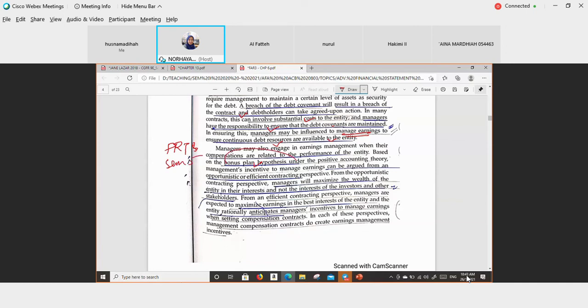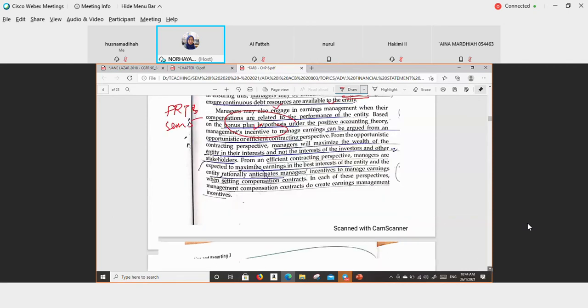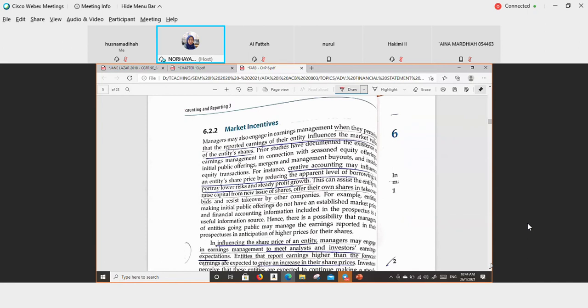Okay, this is based on bonus plan hypothesis whereby this is under positive accounting theory whereby the managers will maximize the wealth of entity based on their interest. So maksudnya dia akan manage earning tu untuk nampak lebih tinggi sebab apa? Sebab dapatkan compensation yang tinggi. Dia sebut compensation ni termasuklah bonus, dia punya salary, compensation lah yang reward yang akan didapat. So managers are encouraged to increase the earning to get the good compensation. Are you following class? Yes. Okay, and then that's contractual incentive. You can read the rest. Okay, and then market incentive. Okay, number 2 is market incentive.